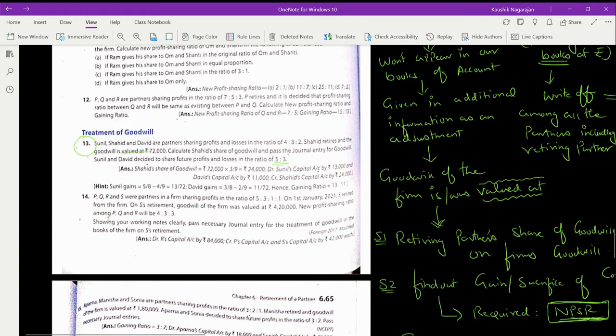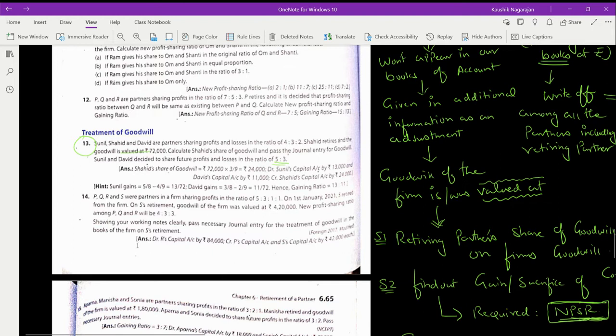Question number 14. P, Q, R, and S were partners in a firm sharing profits in the ratio of 5 is to 3 is to 1 is to 1. On 1st January 2021, S retired from the firm. On S's retirement, goodwill of the firm was valued at rupees 4,20,000. The new profit sharing ratio among the partners P, Q, and R is 4 is to 3 is to 3. They asked us to show our working notes clearly and pass a journal entry for the treatment of goodwill in the books of the firm on S's retirement.